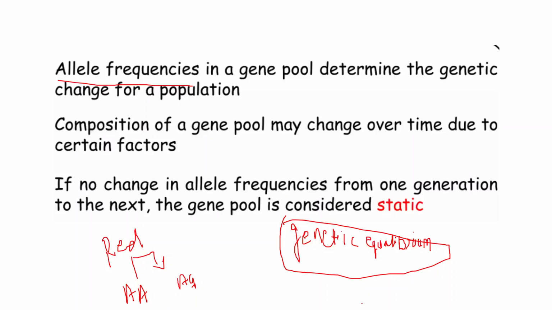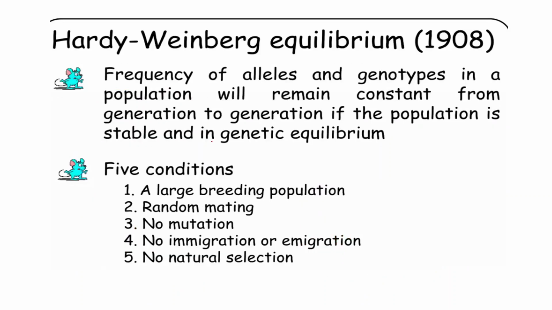For that, Hardy and Weinberg, two scientists in 1908, told that the frequency of alleles and genotypes in a population will remain constant from generation to generation if the population is stable and in genetic equilibrium. So they told that if your population is maintaining the genetic equilibrium or is in a stable condition, then you can find out how this phenotypic character is developing.